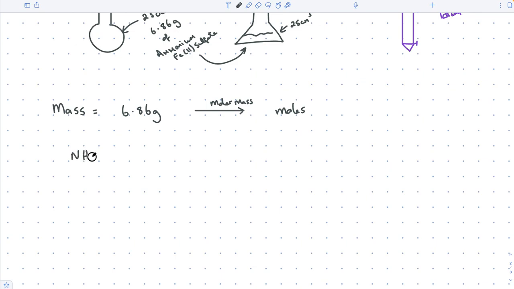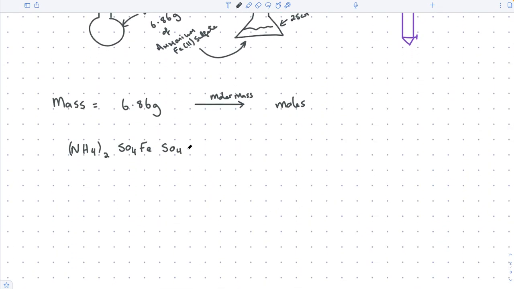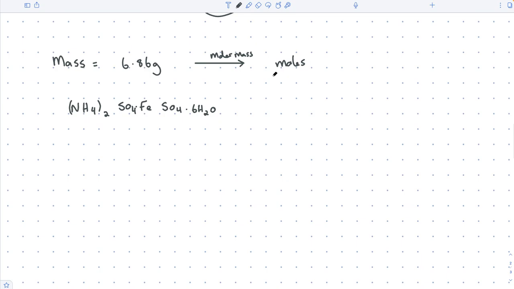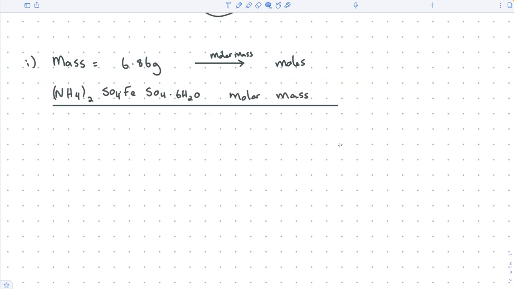So we have NH4 by 2. We had SO4. We had the Fe. We had the SO4 again. So just checking I got that right. (NH4)2SO4, FeSO4, 6 H2O. Okay. So now I have to get the molar mass of this. So I'm going to write the formula and then I'm going to write molar mass. And, by the way, I should have labelled this as question 1. So be very clear as to what part of the question you're addressing when and where.